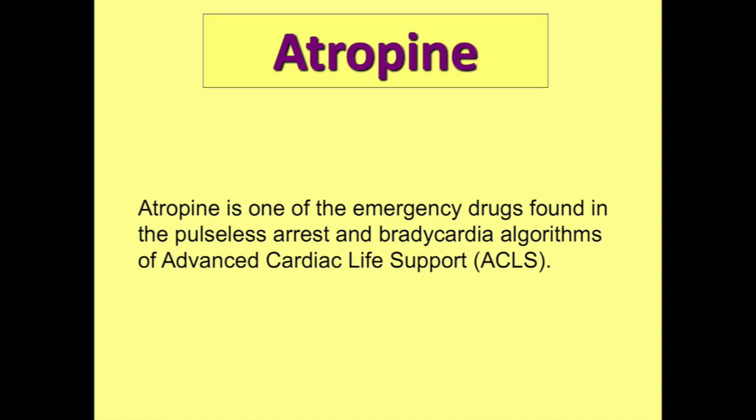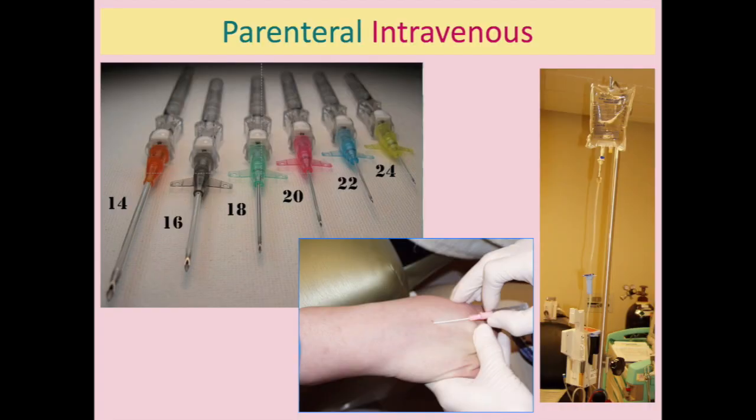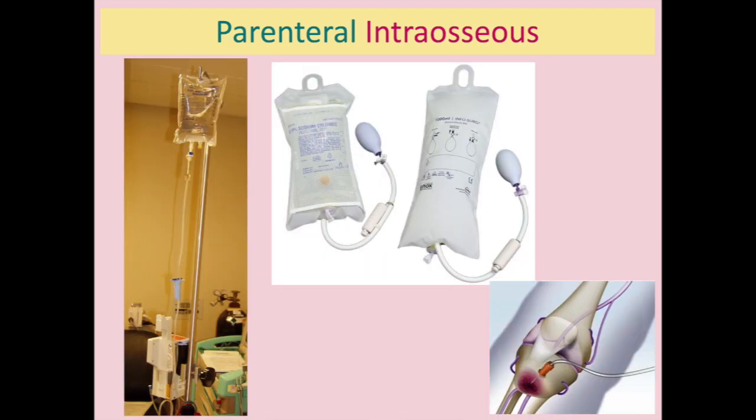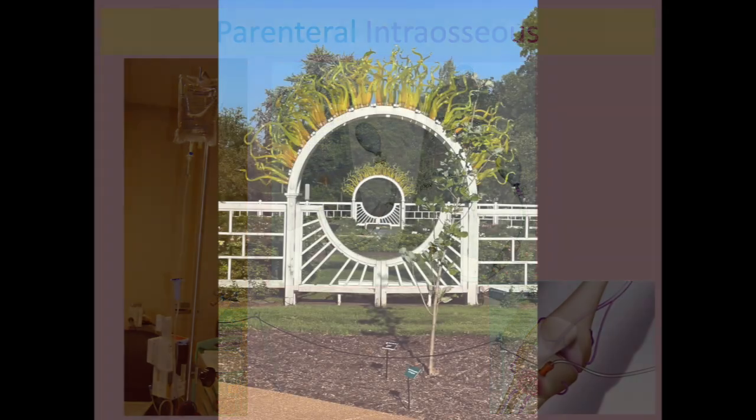Atropine is one of the emergency drugs that we use in ACLS. It's not our primary one, but it's used in pulseless electrical activity. Its route is intravenous or intraosseous. And remember, you might have to use a pressure bag if you're going to squeeze the IV bag to be able to get the fluid and the drug into the bloodstream through the intraosseous route.